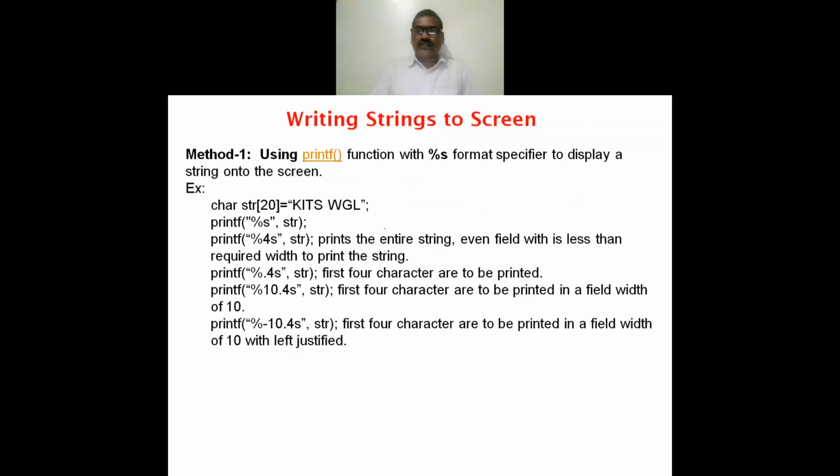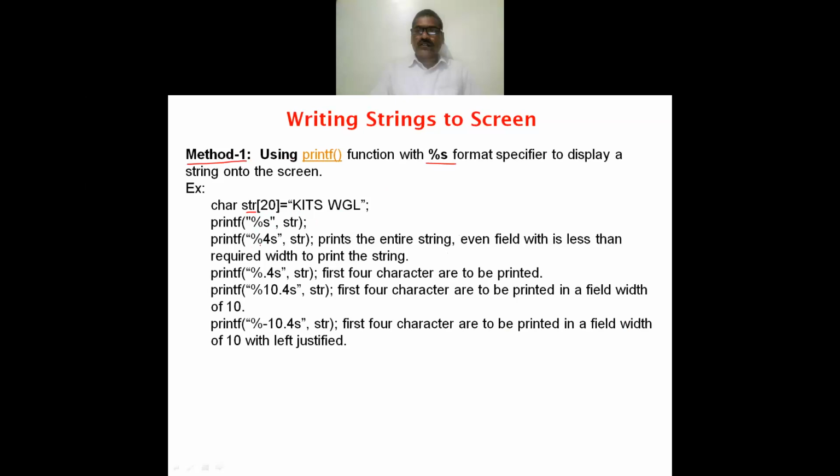So now coming to this, how do we display the strings onto the screen? That is called writing of strings to the screen. Again here we have the first method, using the printf function with the percentage s format string specifier to display the strings onto the screen. For example, there are a variety of methods here. I am assigning kids WGL in str. So printf percentage s str is going to print kids WGL. The entire string it is going to print.